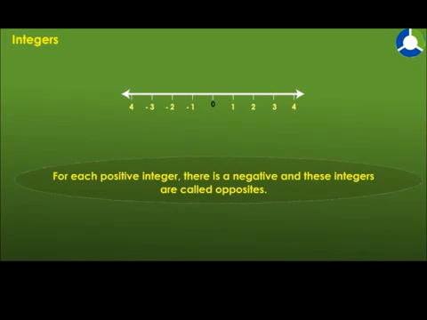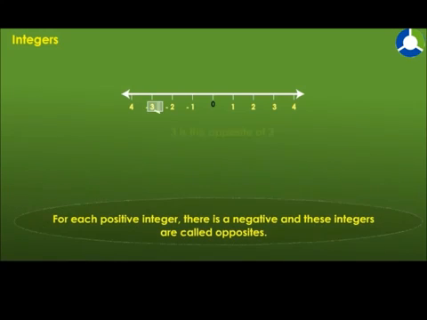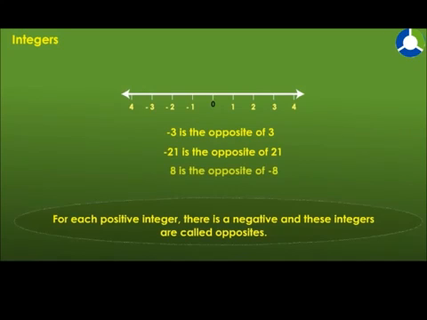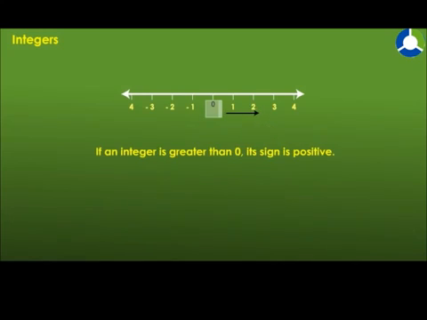For each positive integer, there is a negative, and these integers are called opposites. For example, -3 is the opposite of 3. -21 is the opposite of 21. And 8 is the opposite of -8. If an integer is greater than 0, its sign is positive, plus. If an integer is less than 0, its sign is negative, minus.